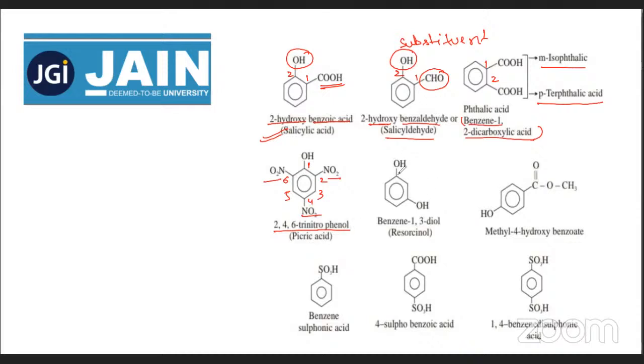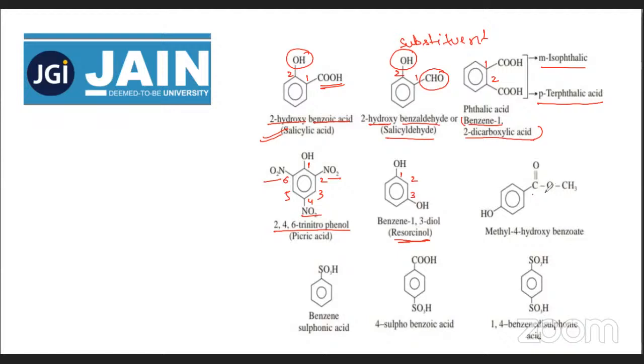This is again the same thing, on group number 1, 2, 3. At position number 1 and 3 we have the alcohol group. So benzene 1,3-diol, which is known as resorcinol. Okay. Further, when I'm talking about this thing, this will be given.